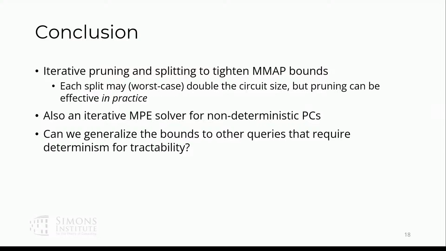So essentially, the main idea was that we can do these iterative circuit transformations, going back and forth between pruning and splitting to tighten upper and lower bounds on your marginal map query, right? And even though each split might, in the worst case, double the size of the circuit, it seems like, at least in the benchmarks that we tried, pruning works pretty effectively.